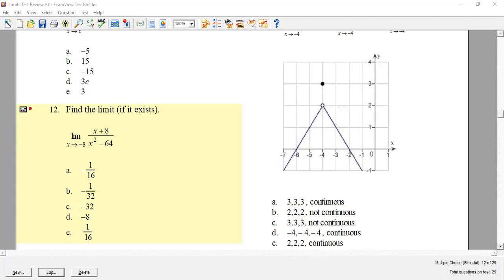What happened? So that one is that removable discontinuity we were talking about. Okay, so that's a removable. It doesn't matter that it's there. We just need to factor it out.